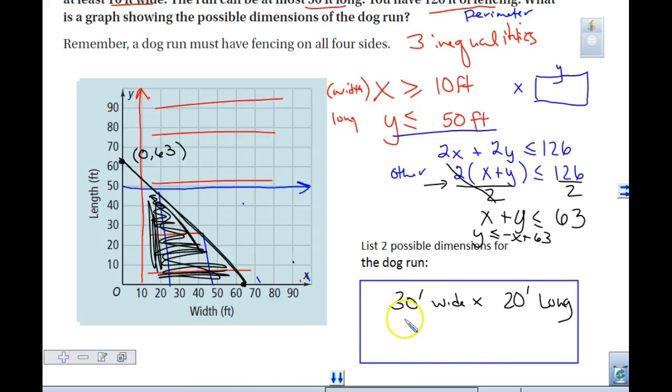Marie, what do you have? 45 feet wide by 15 feet long. 45 feet by 15. Yes. Abby, give me one more. 25 feet wide by 30 feet long. So we're going at 25 up to 30. Okay, so is that making sense to everyone as you think about those?